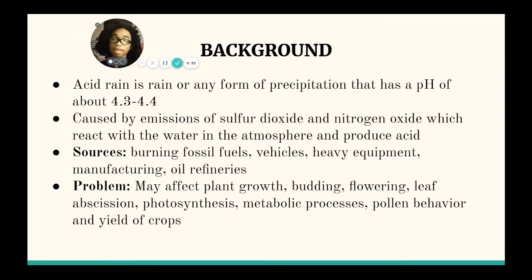Acid rain is caused by emissions of sulfur dioxide and nitrogen oxide, which react with the water in the atmosphere and produce acid rain. The sources of these emissions are burning fossil fuels, vehicles, heavy equipment, manufacturing, and oil refineries. The problem with acid rain is that it may affect plant growth, budding, flowering, leaf abscission, photosynthesis, metabolic processes, pollen behavior, and yield of crops.